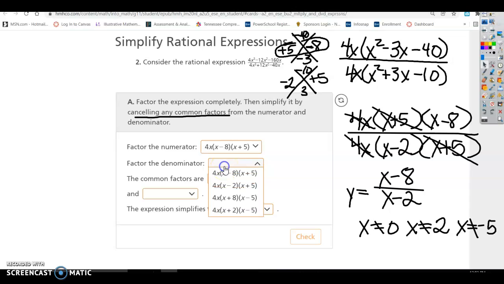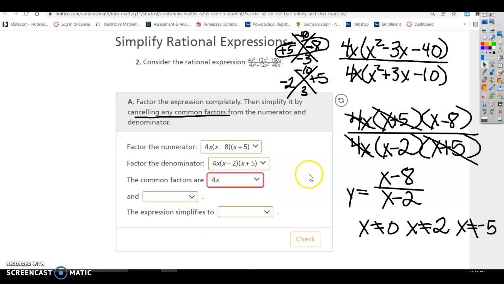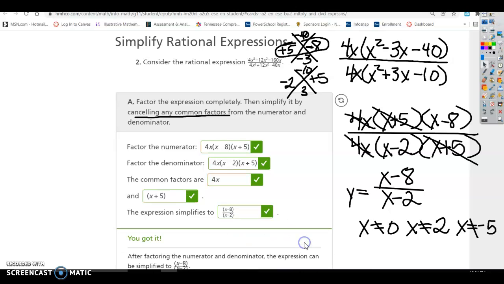All right, so factor the denominator. We've got 4x, x minus 2, and x plus 5. And it says the common factors are 4x, because we canceled 4x's out, and our other common factor that we canceled out was x plus 5. These were common because they were in the numerator and the denominator. So the expression simplifies to x minus 8 over x minus 2.